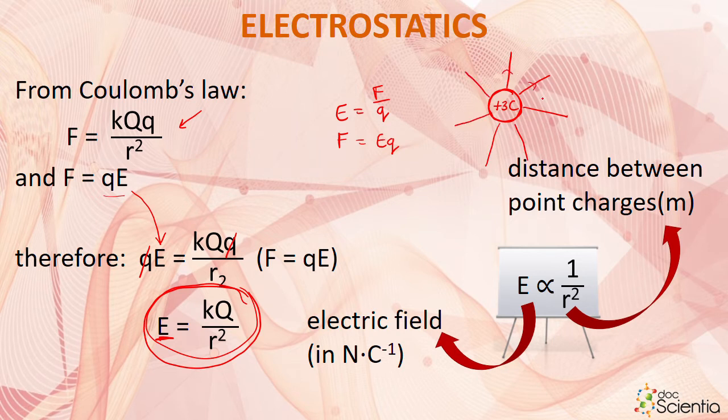En hy gaan ons nou wegstoot, né? And this is determined in Newton per coulomb. Ongeag van enige ander lading wat dalk naby hom kan wees. We're only looking at the electric field around that charge. Okay. Maar hulle is ook vektore. Elektriese velde is ook vektore.